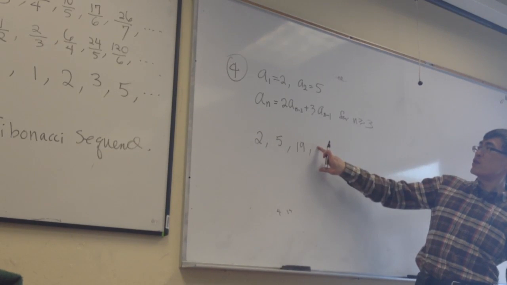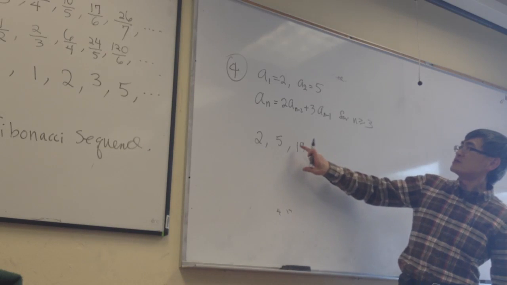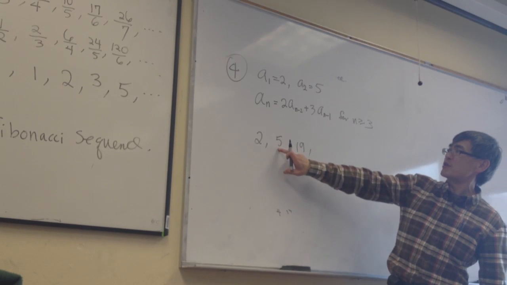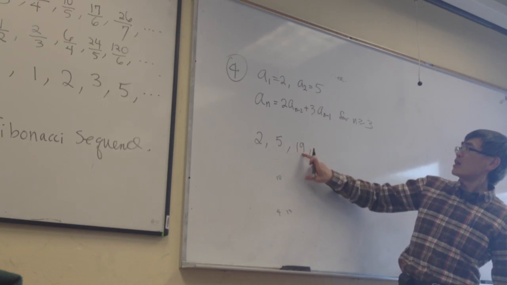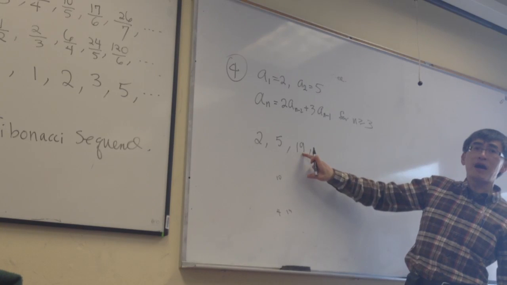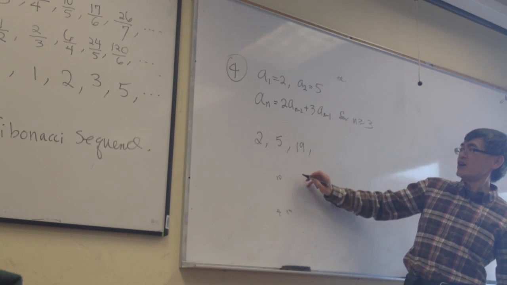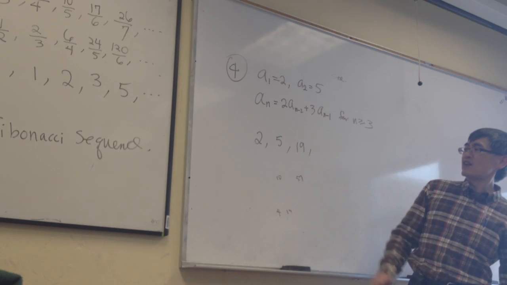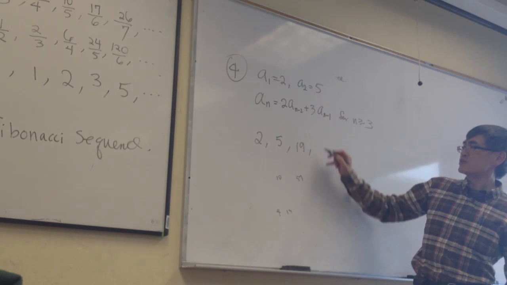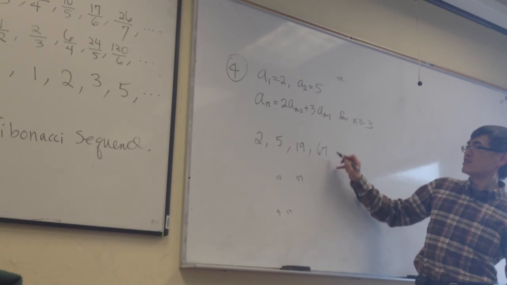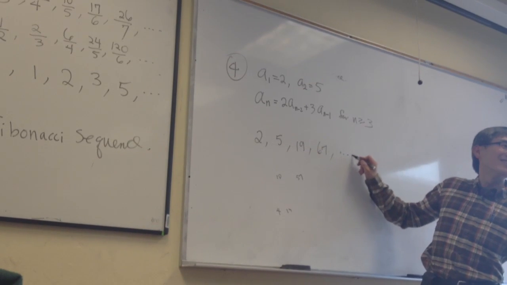Then move on to this one. Take 2 terms before, multiply by 2, that's 10. 1 term before, multiply by 3. What is that, 57? And then add them together. What do you get? 67. And so on.